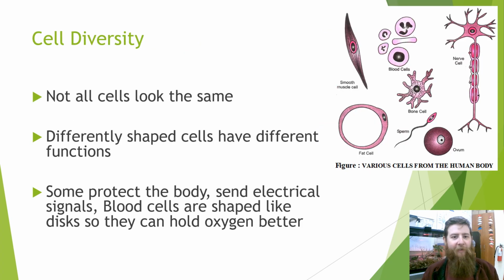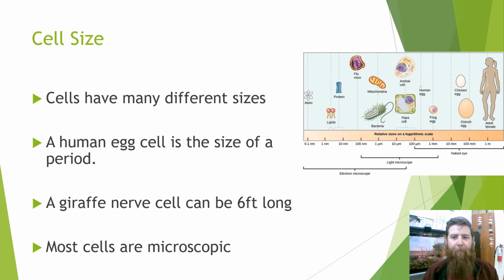Not all cells look the same. There's a lot of diversity amongst them, and if you have a differently shaped cell, it probably has a different function. In human cells, we have some that protect the body, send electrical signals. Our blood cells carry oxygen. In plant cells, you have ones that provide structure, that move water up and down the plant, or ones that guard the stomata and open and close it so that the plant can breathe, basically, taking in carbon dioxide and giving out oxygen to do photosynthesis.